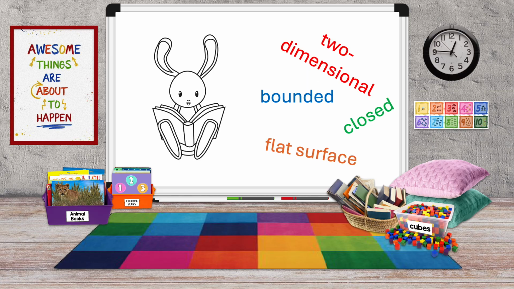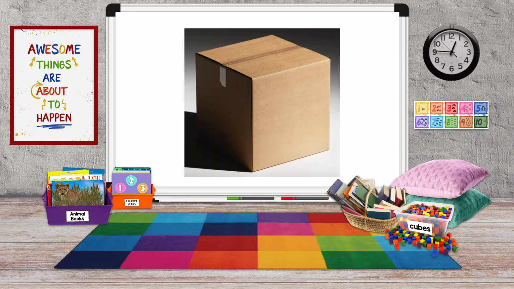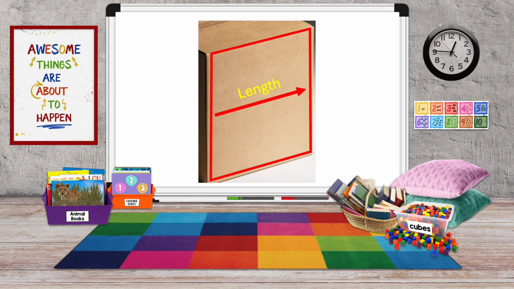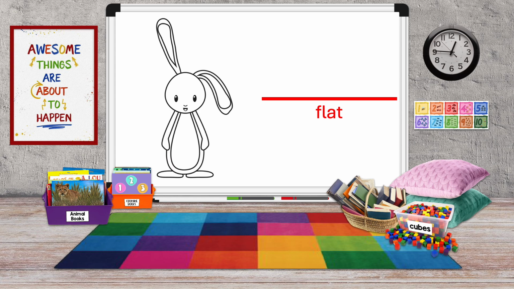Let's define some terms to help us understand what that means. A plane shape is two-dimensional. Think of a box. A box has length, width, and depth. That's 3 dimensions. Now, look at one side of the box. This side only has 2 dimensions, length and width. Plane shapes have only 2 dimensions. Plane shapes are flat. They have no thickness.